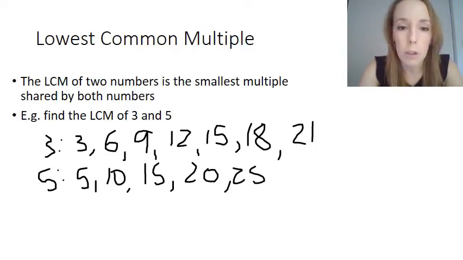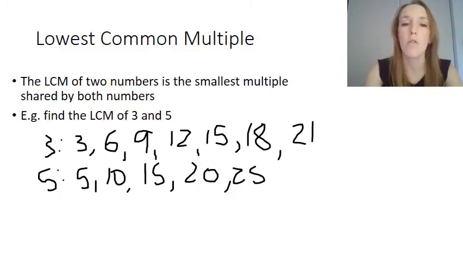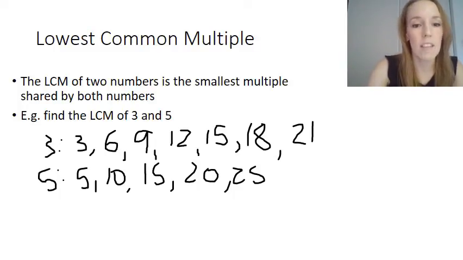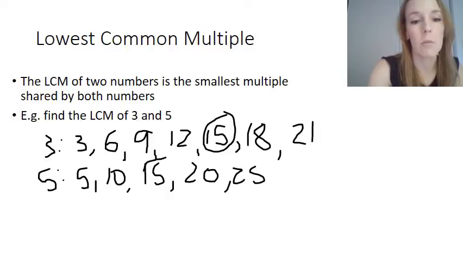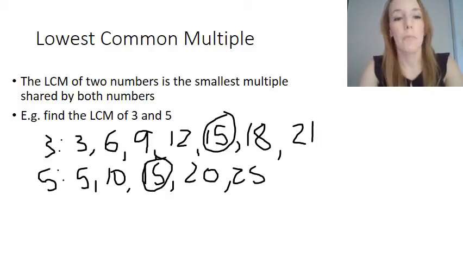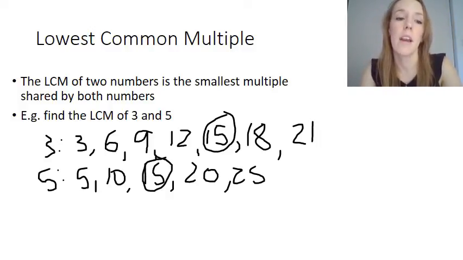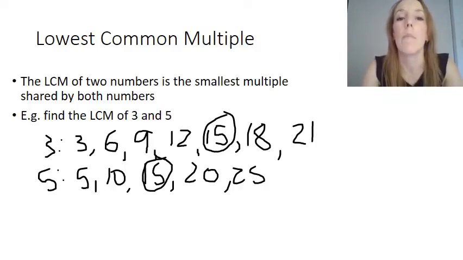And the lowest common multiple is the smallest multiple that both of those numbers share. So if you look here, the smallest number that they both share, the smallest multiple is 15. So 15 is a multiple of 3 and 15 is a multiple of 5. So the lowest common multiple of 3 and 5 is 15.